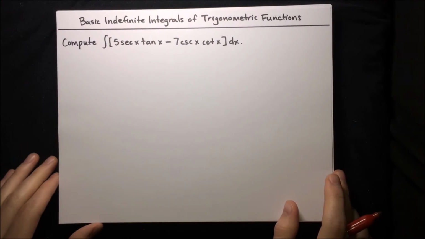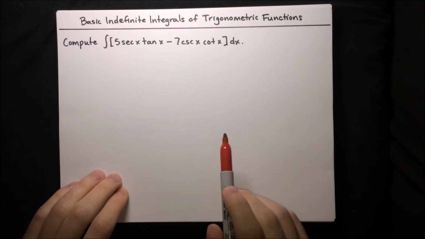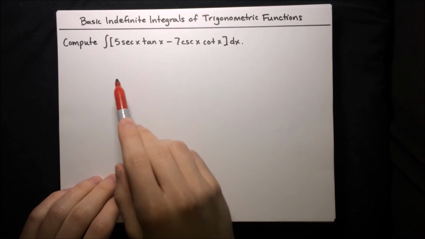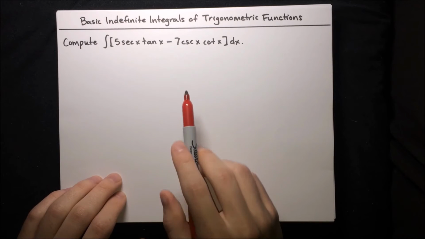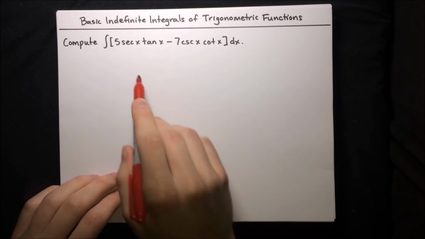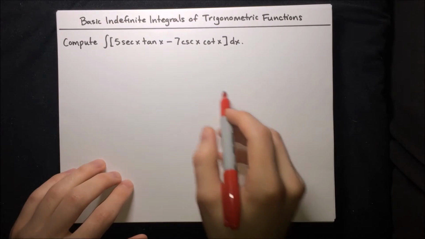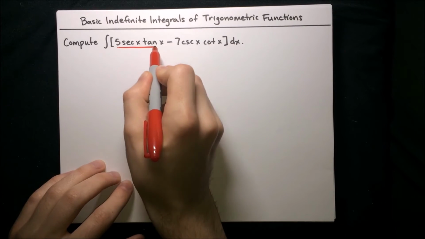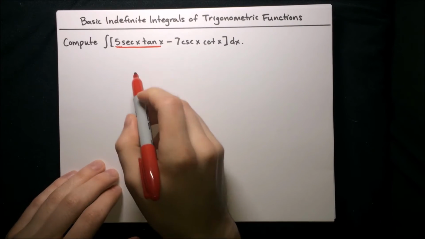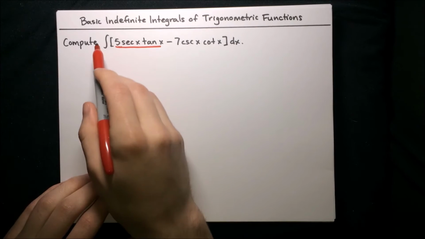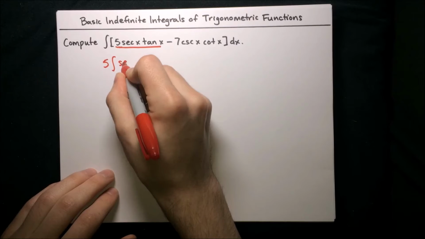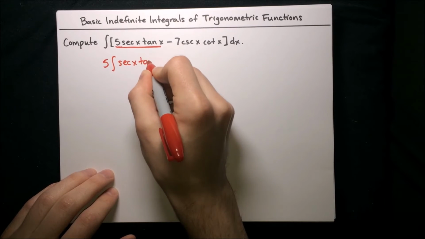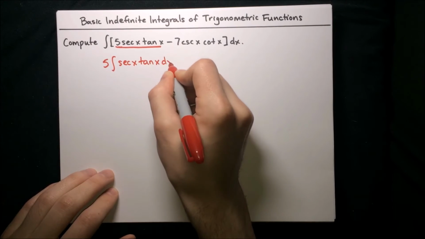All right, here is another indefinite integral for us to compute. We want to compute integral of 5 secant tangent minus 7 cosecant cotangent. All right, so again, let's just go ahead and split up the integral over these two terms here. We'll have this term first, and to speed things up, let's just go ahead and pull out the coefficient to begin with. So 5 integral of secant x tangent x dx.